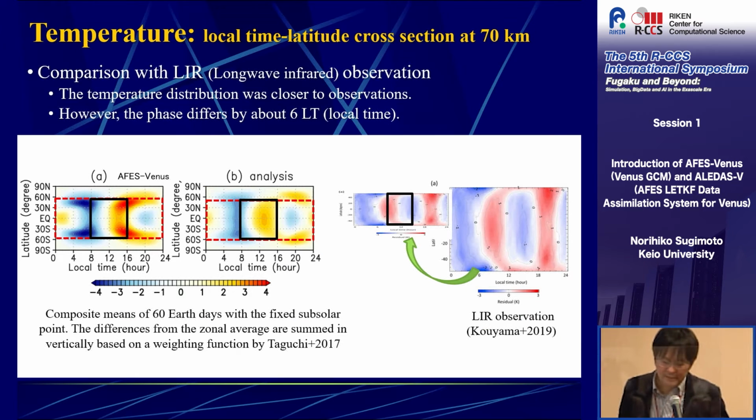Also here, the temperature field at 70 kilometer altitude in local time and latitude section. Here is free forecast without data assimilation and analysis. And this one is LIR observations, long wave infrared observations. So the temperature field is also improved to be consistent with these observations. But the phase of thermal tide differs by about 6 local time.